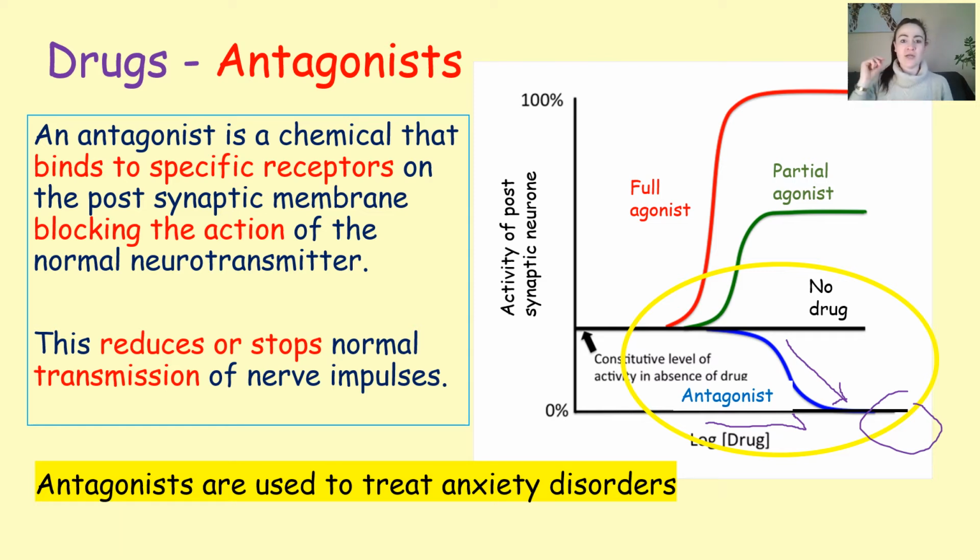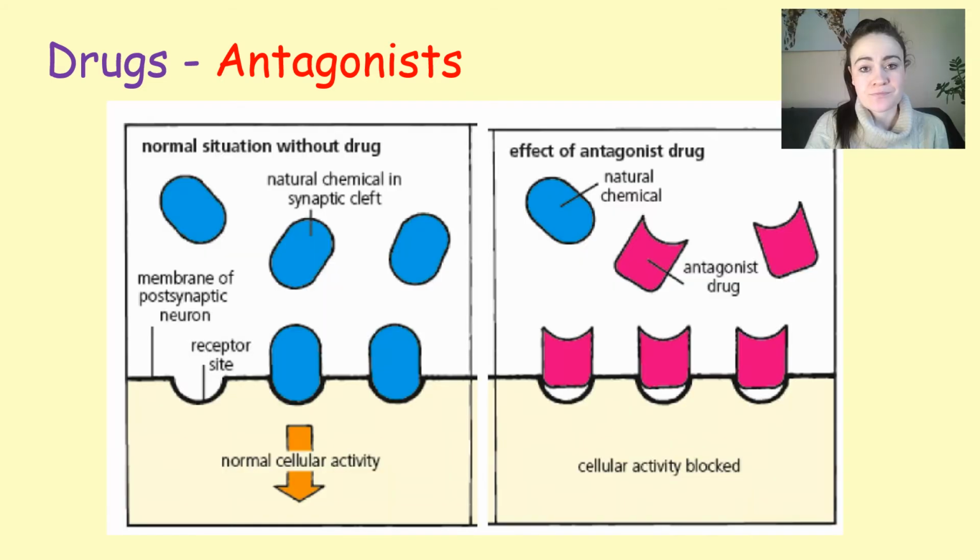So you can slow down, and there's not as many impulses getting fired or slowing everything down. So that's what an antagonist would do to treat an anxiety disorder.